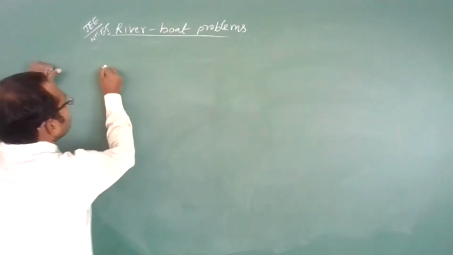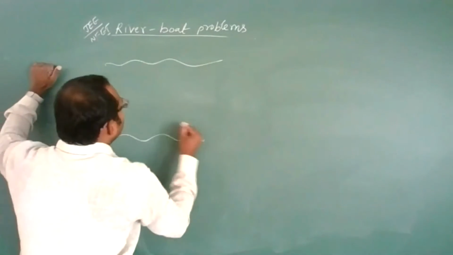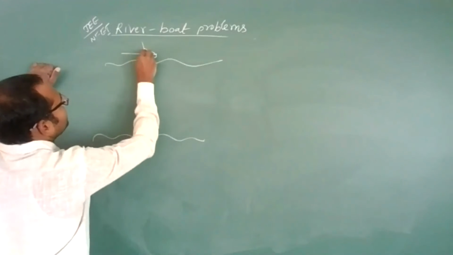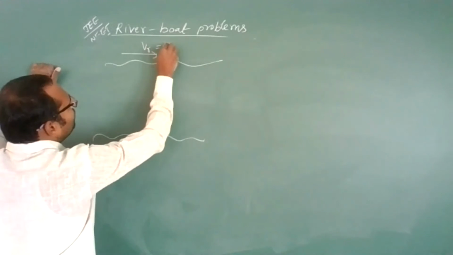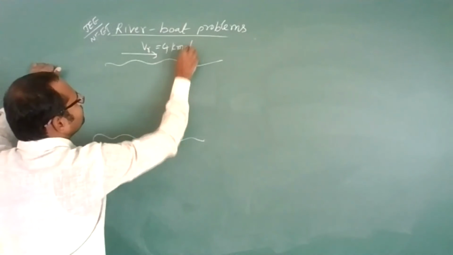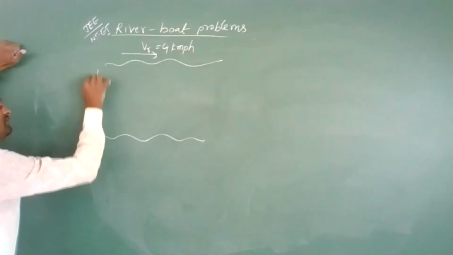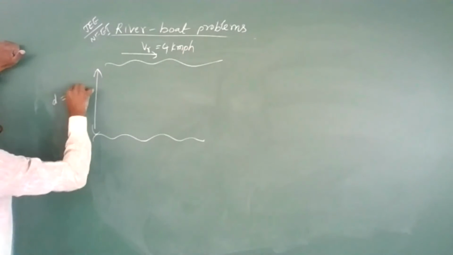Let us imagine that there is a river flowing like this. The velocity of the river is, let us imagine, 4 km per hour, and the width of the river is, let us imagine, 16 km.